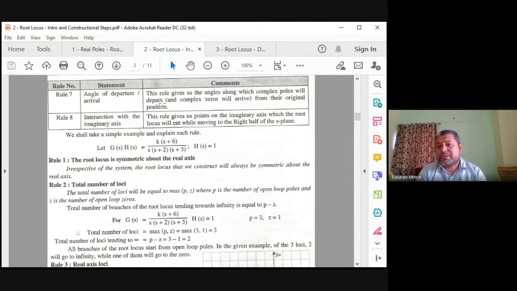At k equal to 162, which we call k marginal, the poles are on the j omega axis, and for k greater than 162, the poles enter the right half. That means the system becomes unstable. So we are supposed to find at which value of k the system becomes unstable, called k marginal, and at which frequency omega. So, like the breakaway point, you find it by putting s equal to j omega.